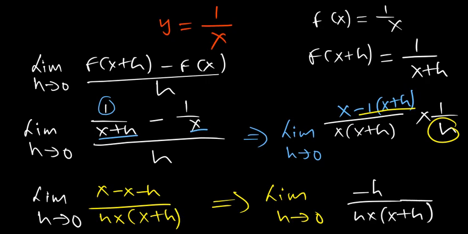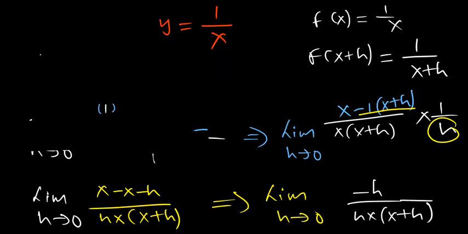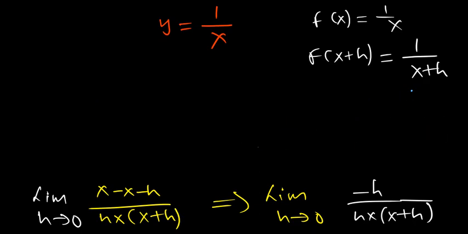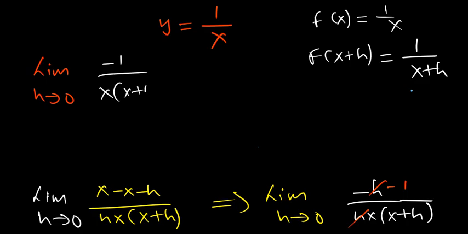It is something that is easy for you to see right away. You can see that h can divide since it's common. On top we remain with negative 1, on the bottom h will just disappear, we'll remain with x. So we remain with the limit as h approaches 0 of negative 1 on the top, and on the bottom x times x plus h. Since there's no more h on the bottom, we can now substitute our 0. So we'll have negative 1 over x times x plus 0.